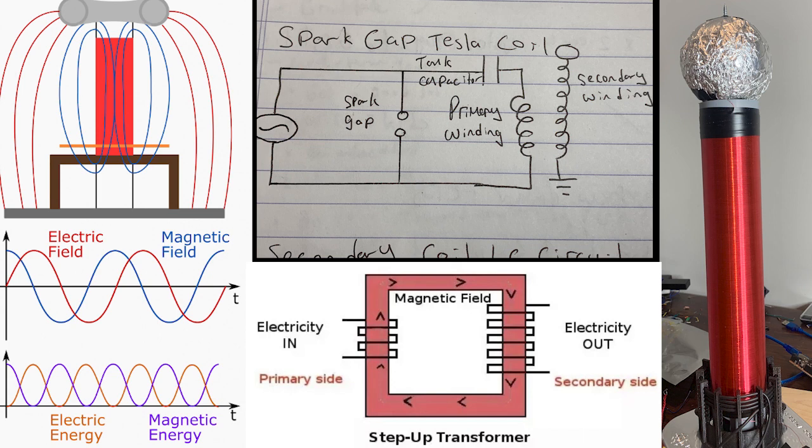A Tesla coil is a type of air core resonant transformer that can produce high voltage arcs and high frequency AC electric fields. The point of a Tesla coil is to take a lower voltage sine wave on the primary coil and step it up to a high voltage sine wave on the secondary coil.